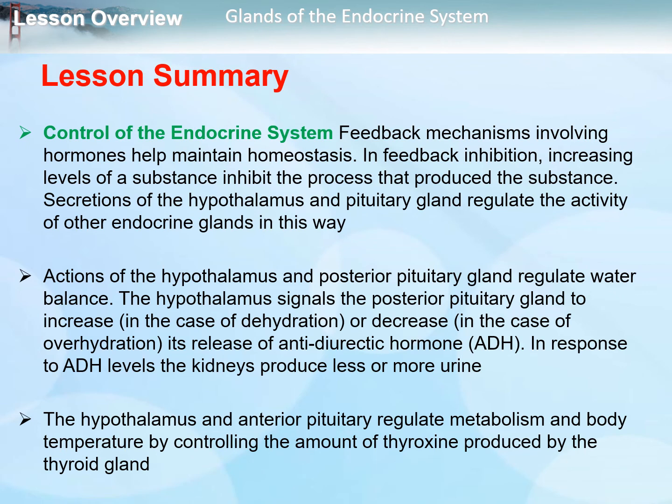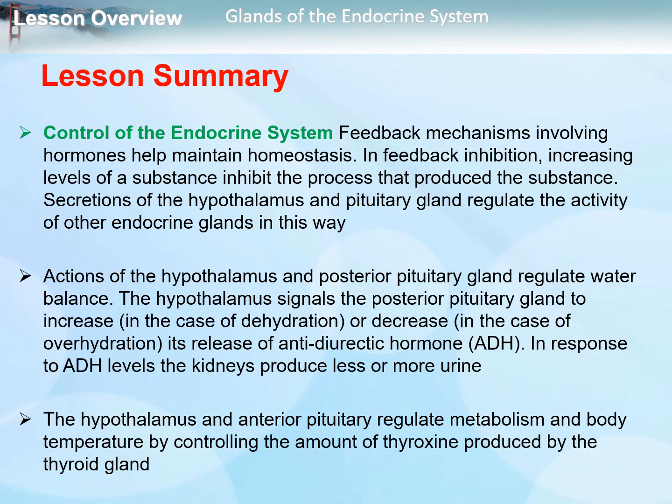Control of the endocrine system. Feedback mechanisms involving hormones help maintain homeostasis. In feedback inhibition, increasing levels of a substance inhibit the process that produces the substance. Secretions of the hypothalamus and pituitary gland regulate the activity of other endocrine glands in this way.